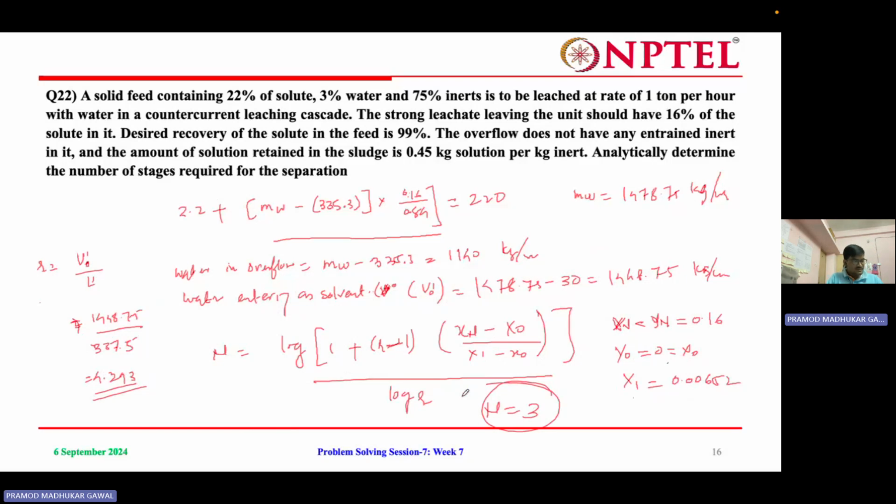So the required number of stages is 3 to attain the 16% of solute, means to recover the 99% of the solute. Recovery of the solute is 99%, so required are 3 stages.